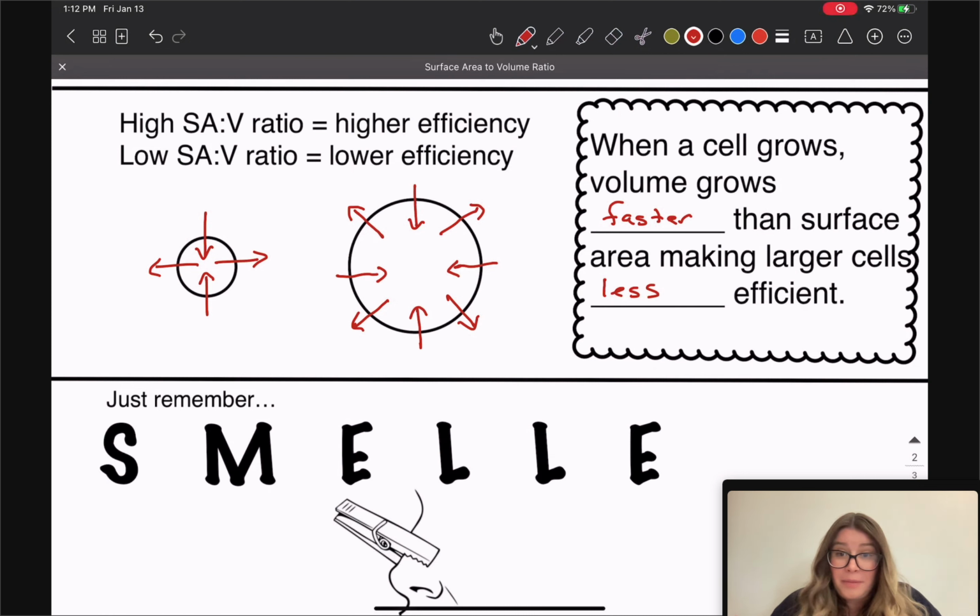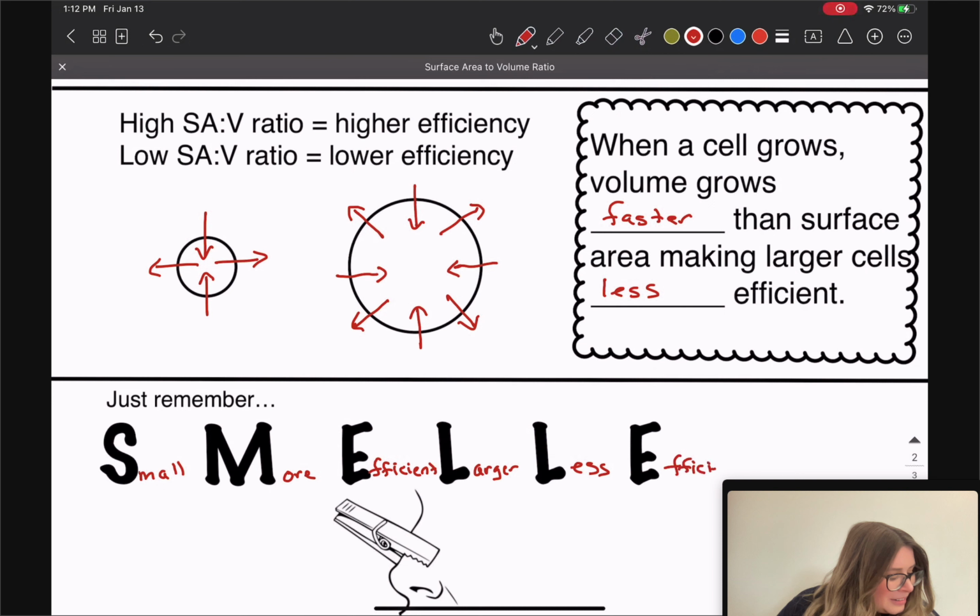Now I have a fun way to remember this. The way that I always remember this is I just think, ooh, that's smelly. What does smelly stand for? It stands for small cells are more efficient, whereas larger cells are less efficient. So when you are figuring this out and you can't remember, are large cells more efficient or smaller cells more efficient, you want to think to yourself, smelly. The smaller your cell, the more efficient. The larger your cell, the less efficient.